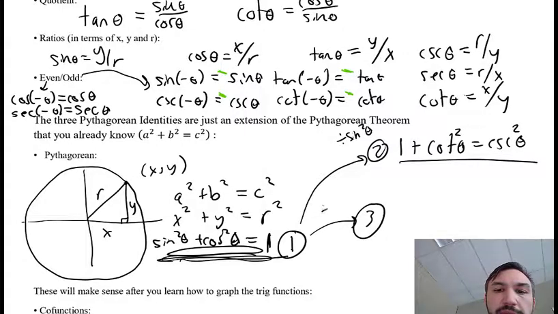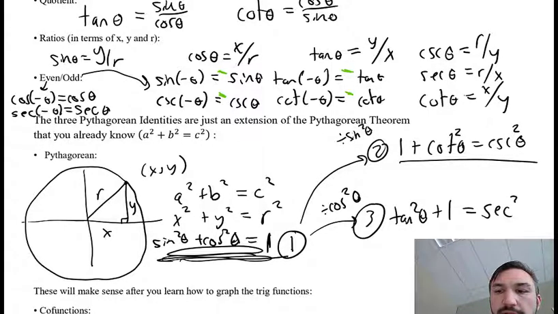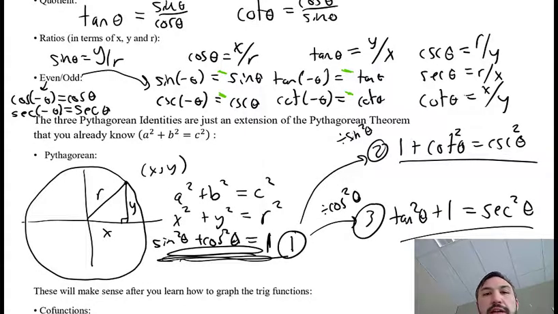You can also find the third one by dividing everything by cosine squared. So divide this by cosine squared, this by cosine squared, and this by cosine squared. As long as you divide everything by the same thing, it is fine. And there's the third identity.